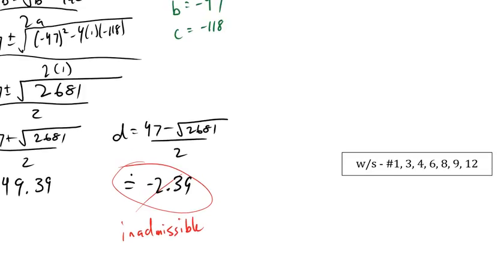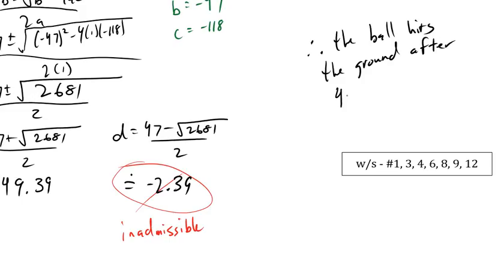And therefore, the ball hits the ground after 49.4 meters. That's rounded to 1 decimal place.